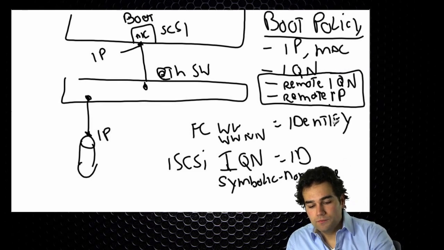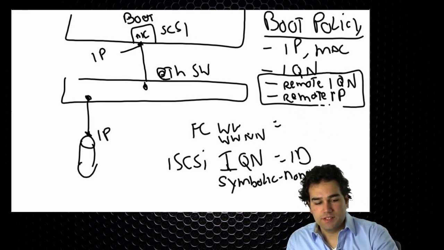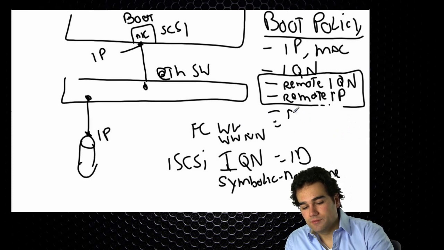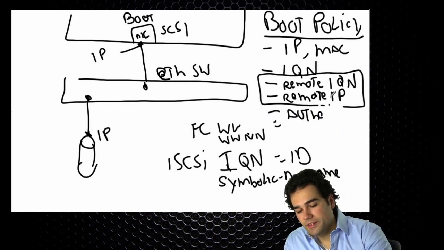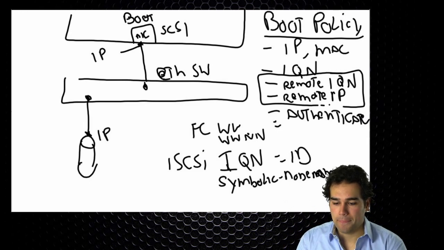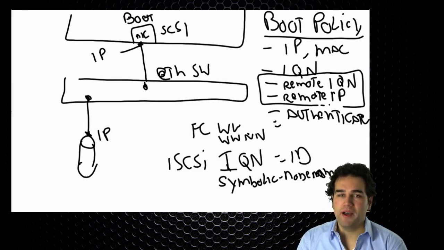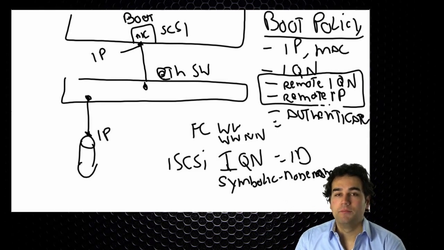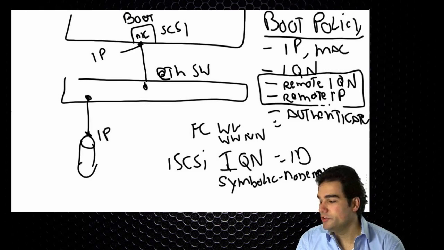Other things you can do with iSCSI is authentication. I can use username password authentication to access disks in the iSCSI network. So what username and password might I need to use? It's not required. I can just access it. But some people like to do authentication on iSCSI. So I need to specify authentication parameters. Also something that I need to do in my boot policy.